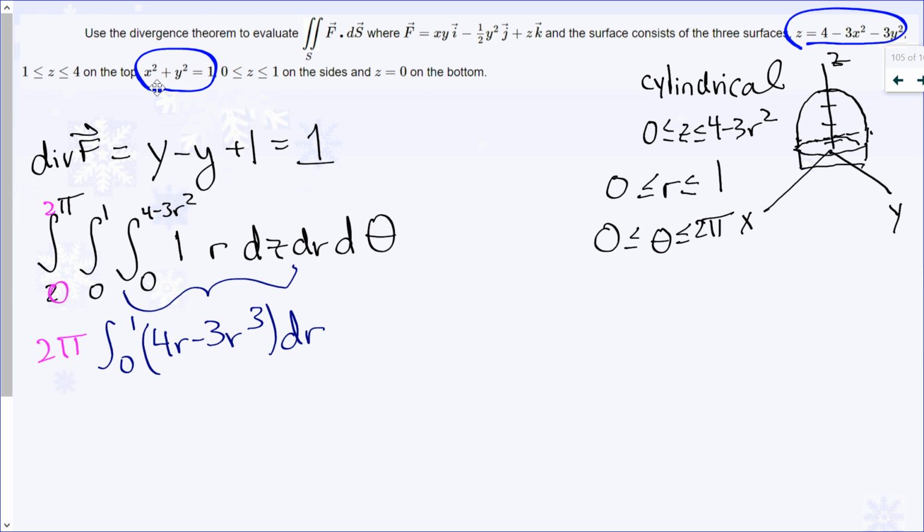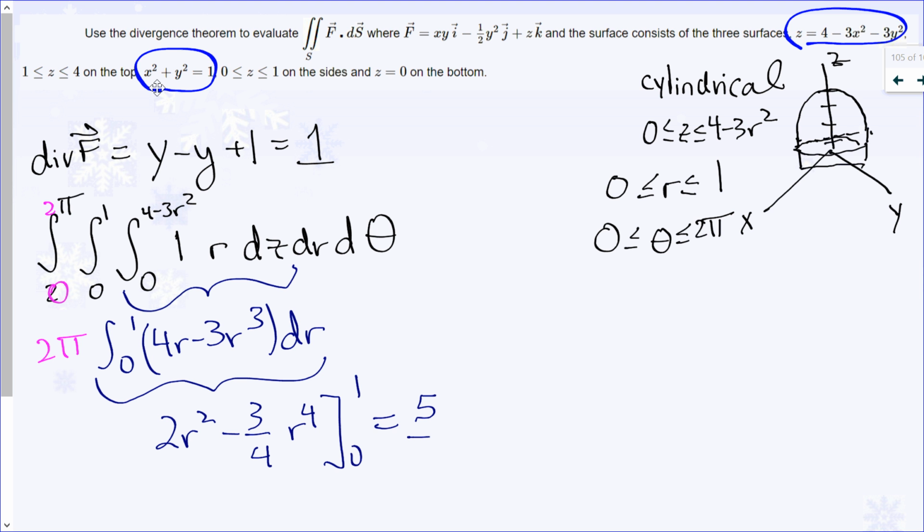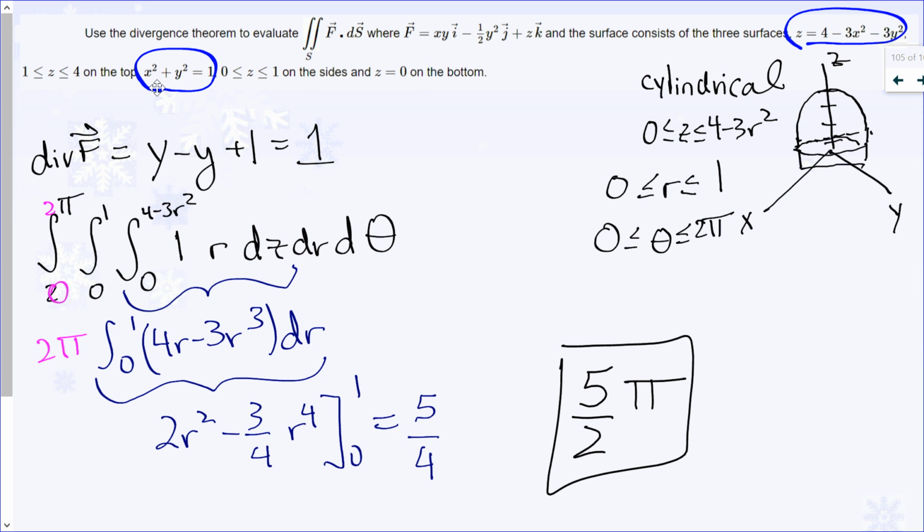And then I'll do the r integral. That's going to be 2 minus 3/4. That's 5/4. So 2 pi times 5/4 will give us a final answer of 5/2 pi. Any questions on that?